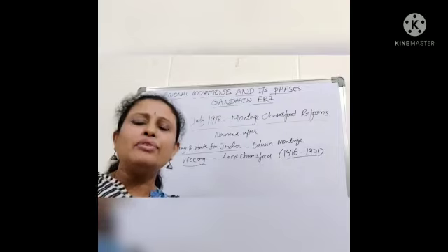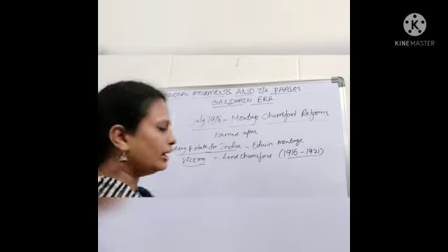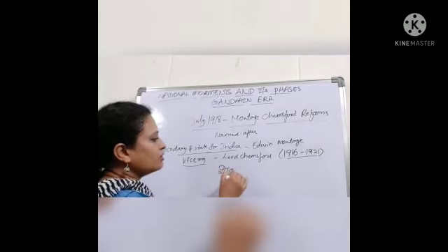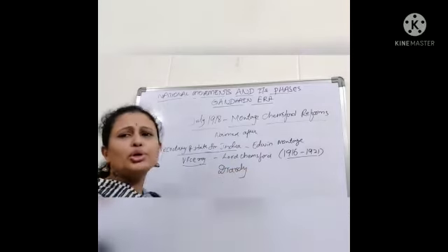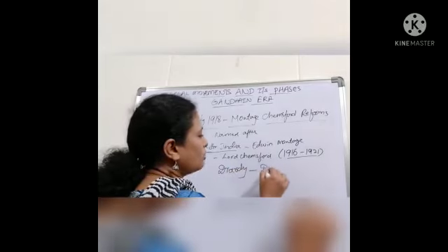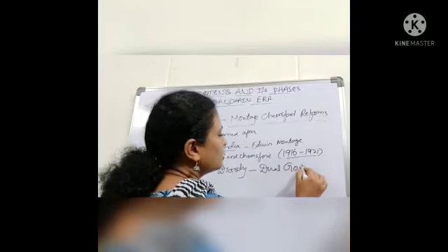According to these reforms, the Britishers said they would not leave India. Instead, they implemented diarchy in the Indian system. Diarchy. What do you mean by diarchy? It means dual government.